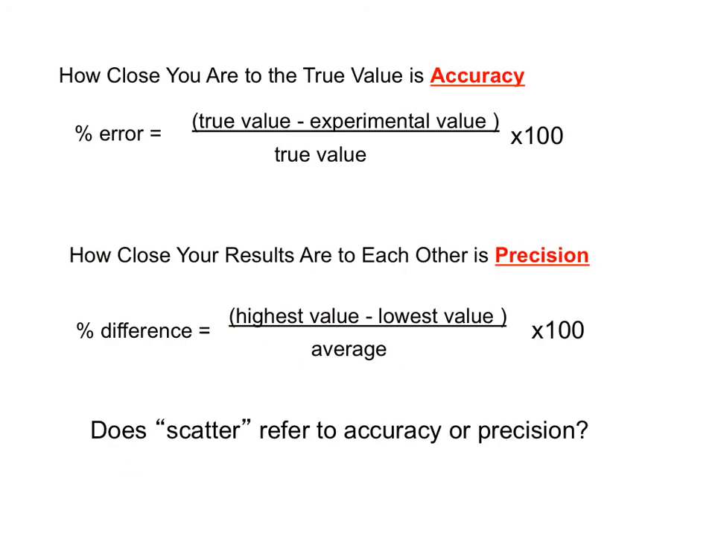As scientists, we want our measurements to be accurate, that is, close to the true value. And when you do a series of measurements, you want your results to be precise, that is, close to each other. So stop the video and answer this question. And the answer is precision.